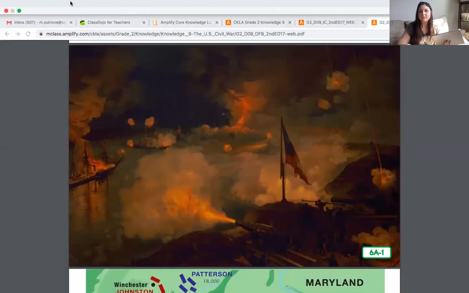Okay, so here we have a picture of a battle scene, and let's review some of the stuff we went over yesterday. So, we know that right now in American history, America is in a civil war, and a civil war is a war between two groups of people in the same nation or the same country. So the two sides of our war are the northern side, also known as the Union, and the southern side, also known as the Confederacy.